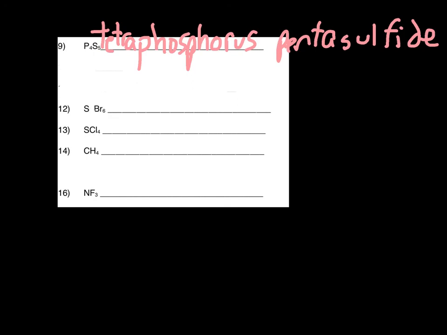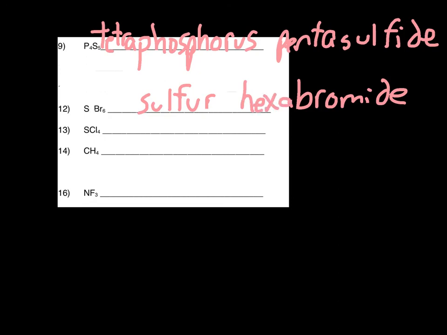Okay, next I have SBr6. So I'm going to start with what I see. I see sulfur. Okay, and then I see bromide. Remember, we have to change the ending to "ide." Okay, so from my starting point, sulfur, I have nothing to add. I don't add mono unless it's the very last element. Okay, bromide, I have 6 of them. So that would be sulfur hexabromide.